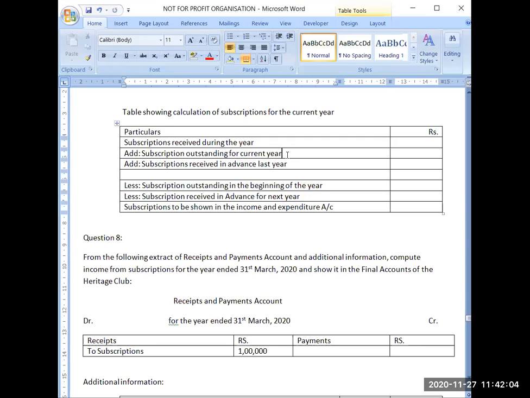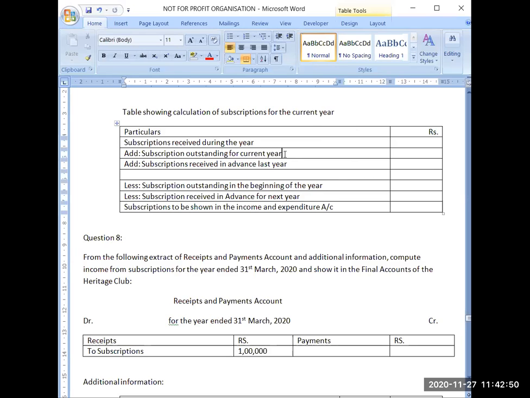And if subscription was outstanding last year, that will be subtracted. Subscription outstanding in the beginning of the year will be subtracted. Why it will be subtracted? Because actually it was income of the last year. And because this amount would have been received in the current year, that's why we are deducting it from the amount received. Because our objective is to calculate the current year subscription income only. Whatever the amount has been received, it is including the last year amount received. That's why we have deducted it. And whatever the amount for the current year have not been received, that is not included in it. That's why we have added it.